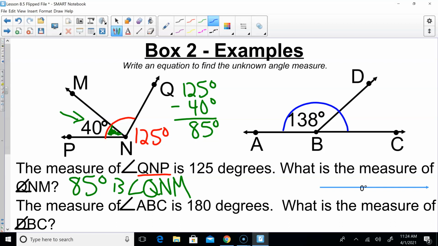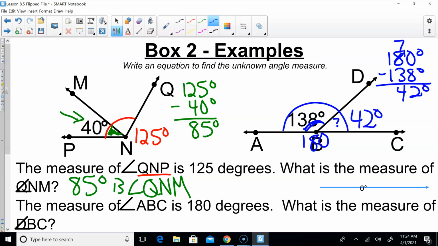Well, I know that the big part's 180. I know this part's already 138, so I just got to figure out what's left. Well, if I have 180 degrees, and I know that 138 of it's with angle ABD, that leaves me with a 2, make this into a 7. 7, 3 is 4, so it would be 42 degrees. So to answer my question, angle DBC is 42 degrees. And there you go.